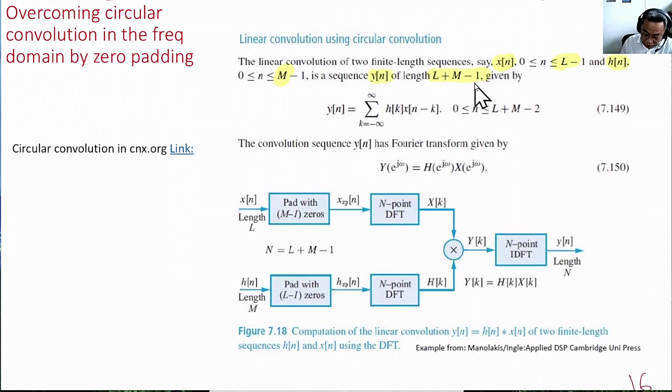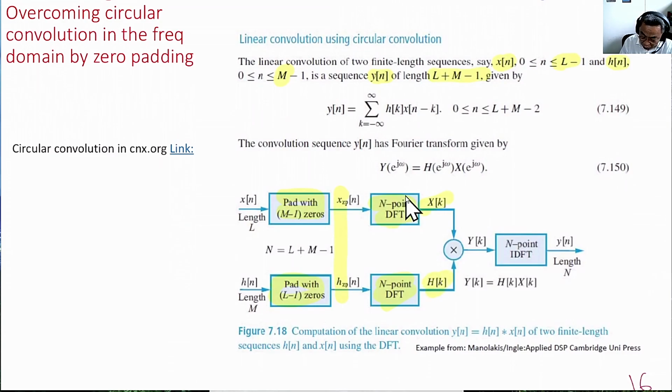And what we should do is pad zeros such that they both become the same length. Okay? And what is their length? It is L plus M minus 1. So the length is now L plus M minus 1. So I repeat, the original sequence of x is L. We pad it up such that it has length L plus M minus 1. The original length of h is M. We pad it such that it becomes L plus M minus 1. Then we take this N-point DFT, where N is equal to L plus M minus 1. That's the general idea. Why?